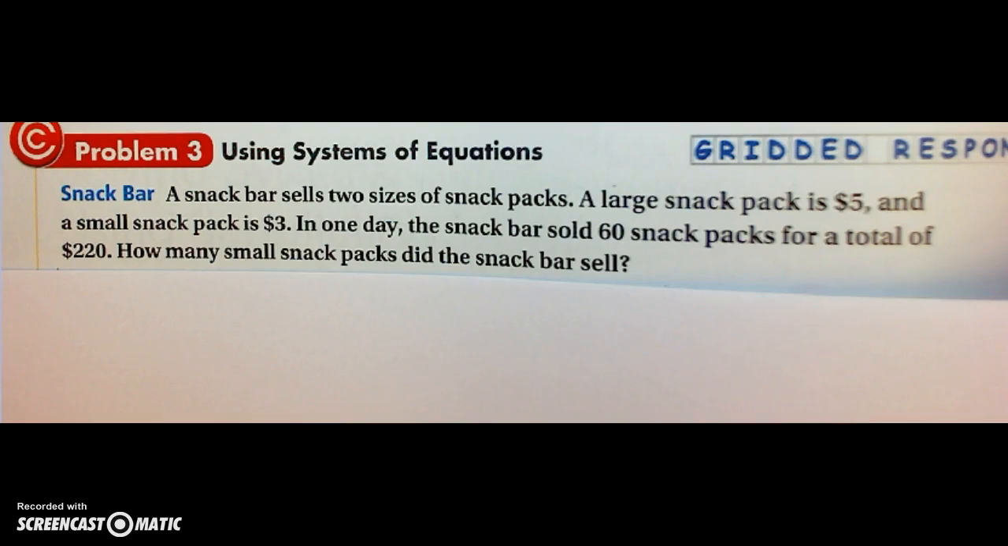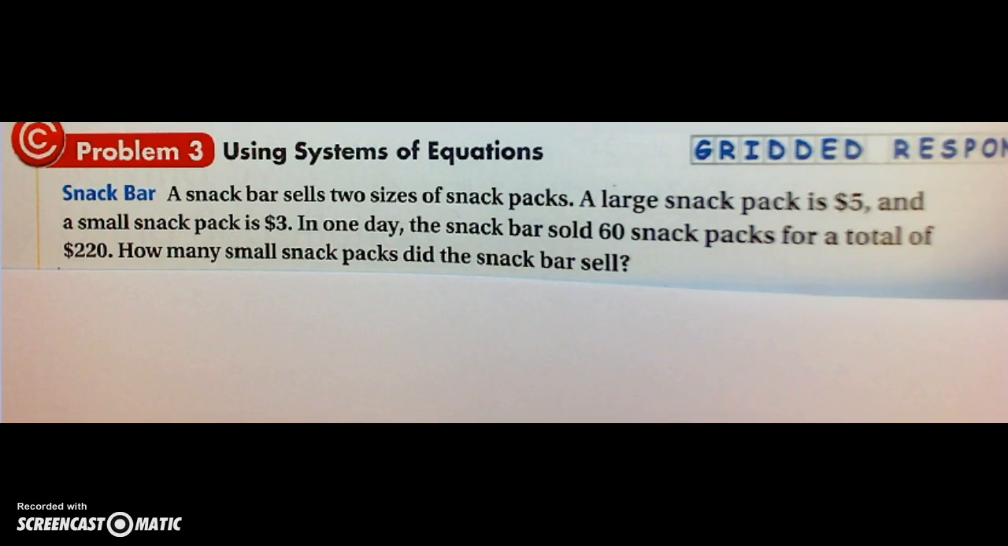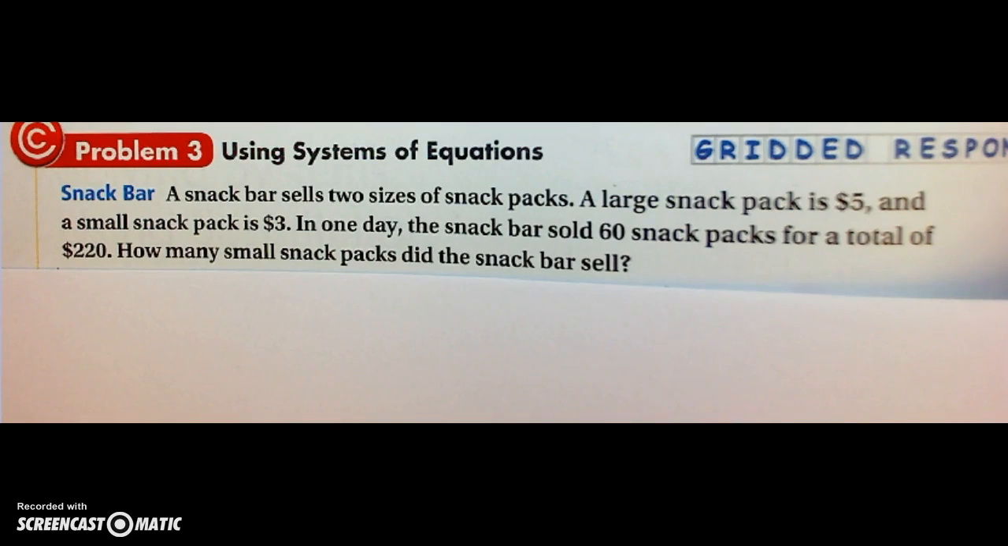3. Using systems of equations. At the snack bar. The snack bar sells 2 sizes of snack packs. The large snack pack is $5. The small snack pack is $3. In one day, the snack bar sold 60 snack packs for a total of $220. How many snack packs did the snack bar sell?